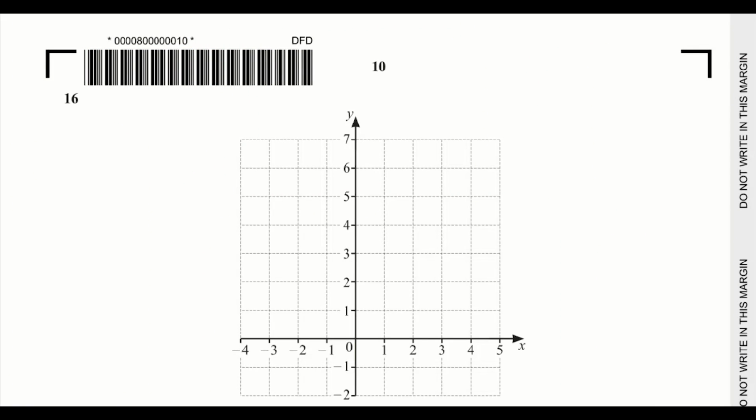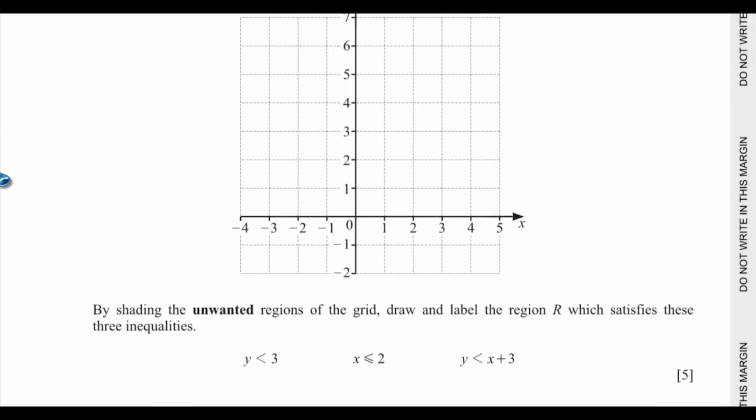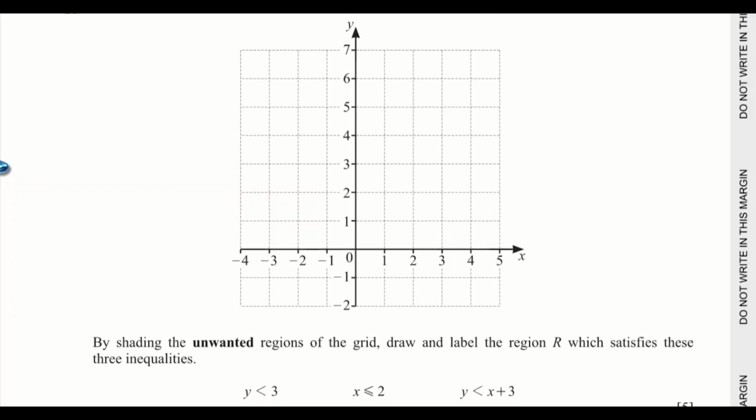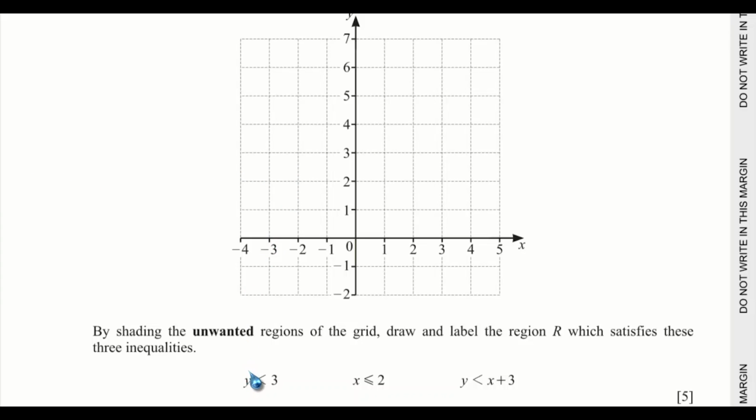That will be question 16. By shading the unwanted regions of the grid, draw and label the region R which satisfies these three inequalities. The first one is y less than 3. So to get y less than 3, you need to draw y equals 3. This is with a broken line. So it will be here. Let's draw a line like this.